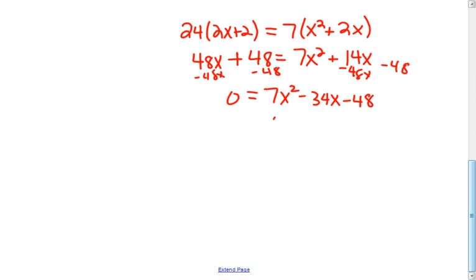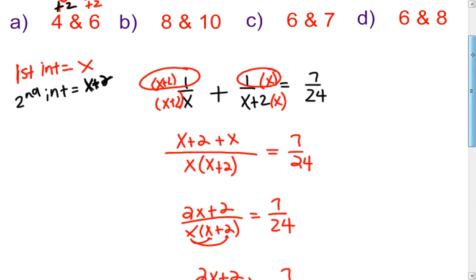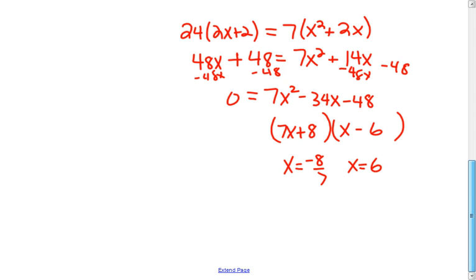And then this should be able to be factored, and it does factor as 7x plus 8 and x minus 6. So here x would be negative 8/7, and here x would be 6. So negative 8/7 does not work, because think about what negative 8/7 means. It has to be the first integer. Well, 8/7 is not an integer. It's not a whole number. So negative 8/7 will not work.